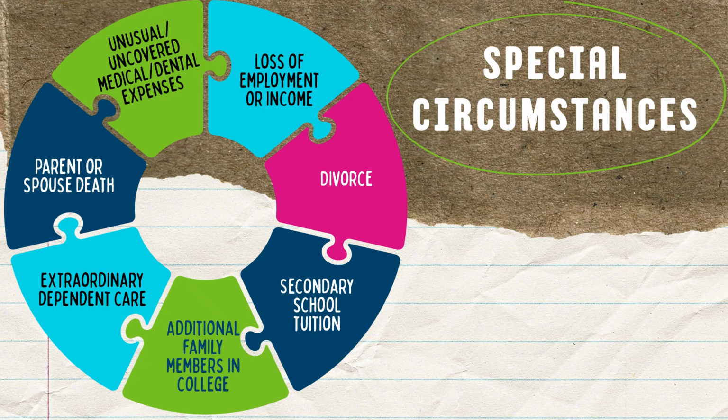Here are some other possible special circumstances. A lot can change in the 2 years since taxes were filed. The dark blue puzzle piece to the left, death of a parent or spouse. Going around the circle to the right, the green puzzle piece is unusual or uncovered medical or dental expenses. In the light blue puzzle piece, the loss of employment or income. In the pink puzzle piece, divorce. In the dark blue puzzle piece, secondary school tuition. In the light green puzzle piece at the bottom, additional family members in college. In the light blue puzzle piece to the left of that one, extraordinary dependent care.